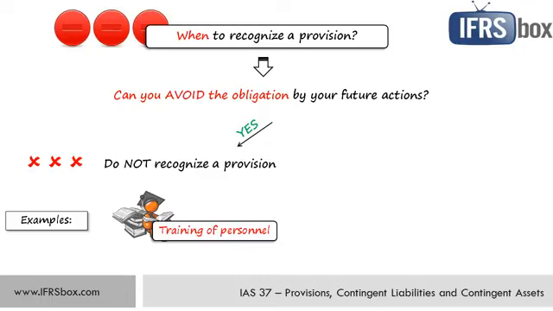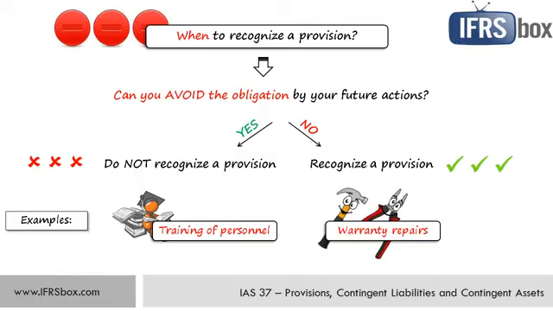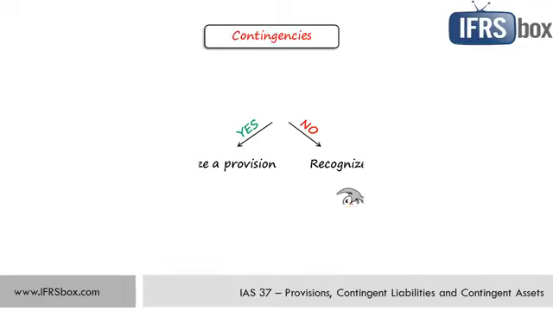But if you really cannot avoid expenses by any future action, then you must make a provision. For example, if you promise warranty repairs when selling some product to your customers, then you must make a provision for expected costs associated with warranty repairs. Let me explain contingencies to you now.